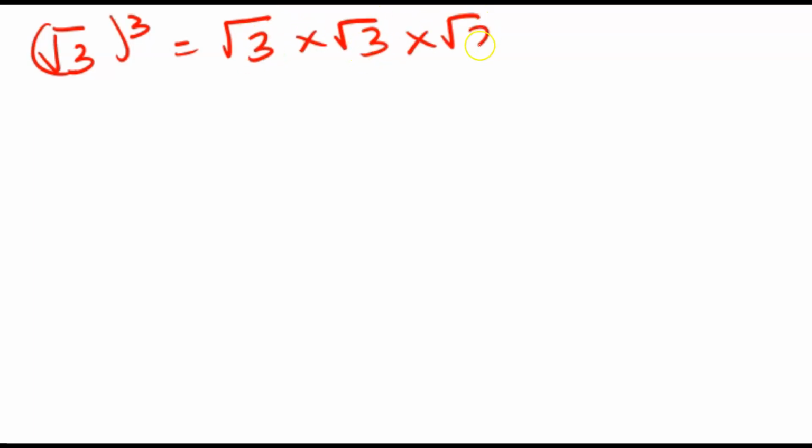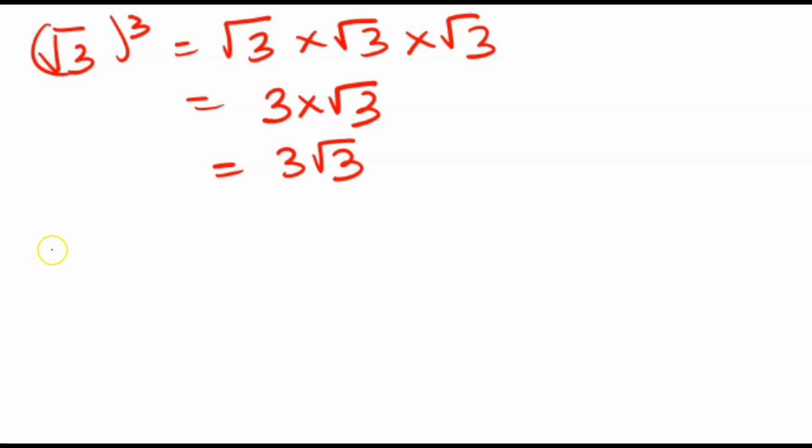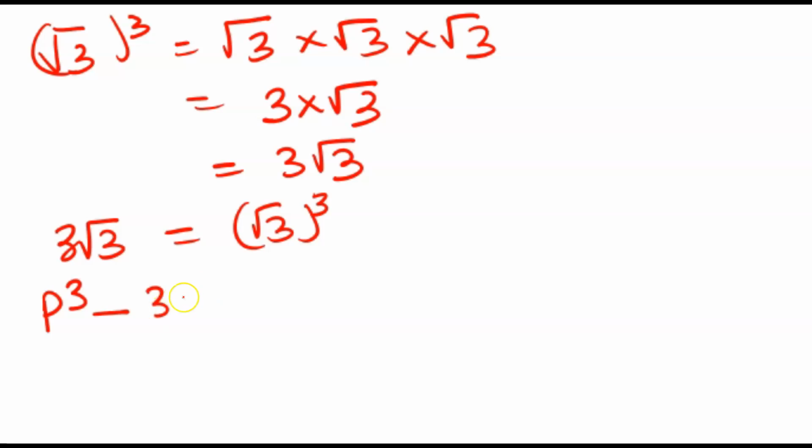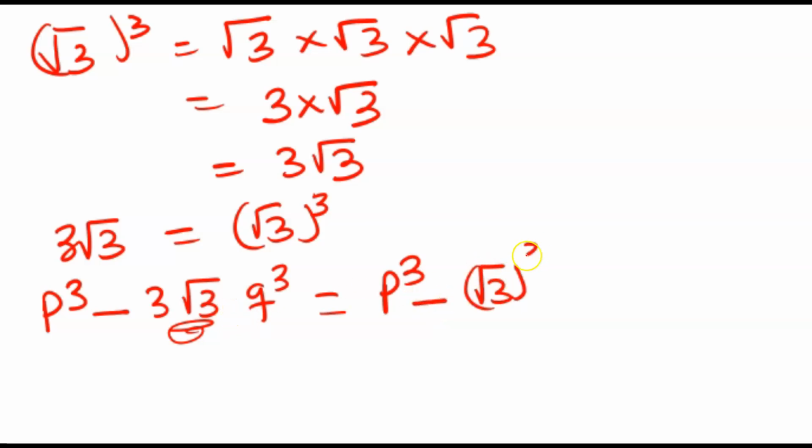Now, √3 all cubed is the same as √3 times √3 times √3. And √3 times √3 is the same as 3, times √3. So we have 3√3. So we can say that 3√3 is the same as (√3)³. So p³ minus 3√3 becomes, in place of this, we put (√3)³, so that we have p³ minus (√3)³.